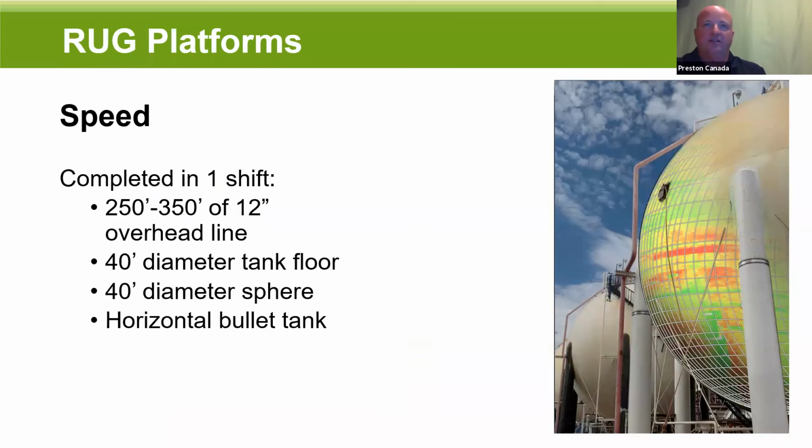So one of the big advantages of RUG platforms is the speed. These are things that we can complete in one shift: 250 to 350 feet of 12-inch overhead line, a 40-foot diameter tank floor, a 40-foot diameter sphere, and a horizontal bullet tank. Right now, we're not even saying a size on that because we haven't run into one that we couldn't do in one shift. Very fast inspection.